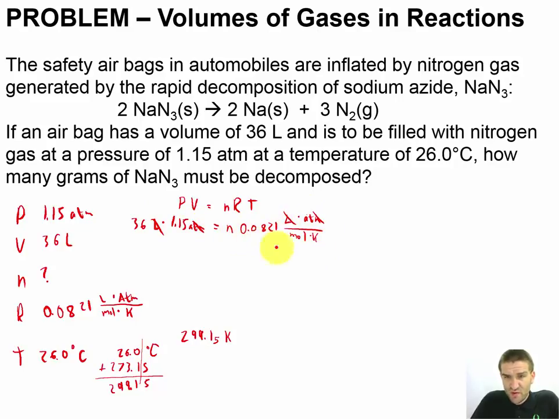So that leaves me with moles and 1 over Kelvin. I still have to put in my temperature. My temperature is 299.15 Kelvin. That's going to cross-cancel.